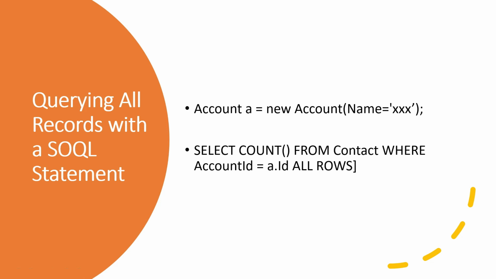Querying all records with the SOQL statement. So how to query all records? In the first statement, we are creating a new account whose name is triple X, and then what we are doing is: select count from contact where account ID equals a.id ALL ROWS. So we have to use the ALL ROWS keyword to query all records.